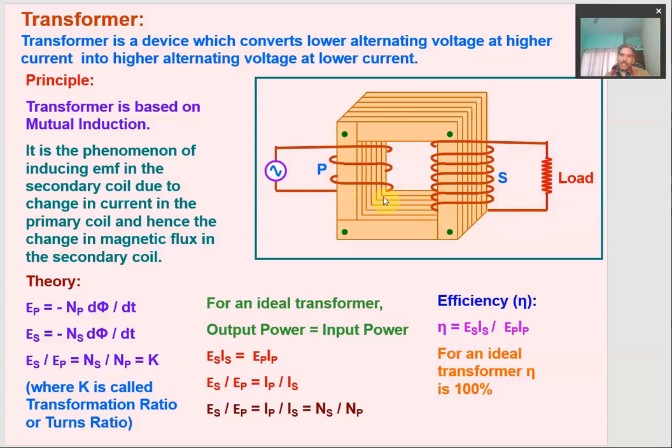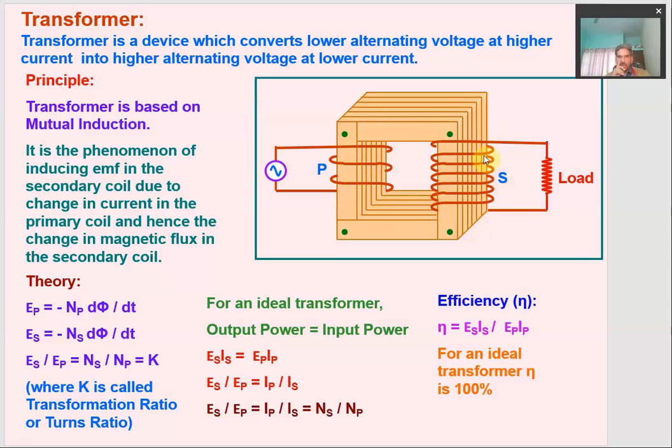For effective mutual induction between these two coils, primary and secondary, both coils are wound over the same iron core. The iron core is not a single piece, but there are a number of strips connected together, just as shown in this diagram. We will discuss the purpose of using different strips rather than one single piece of iron at a later stage. So this is the basic construction of the transformer.